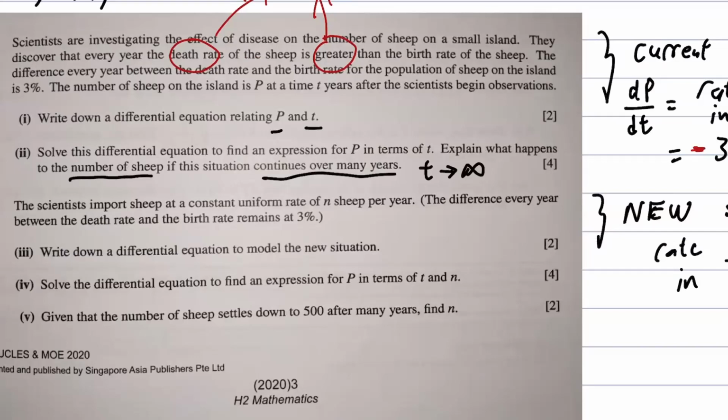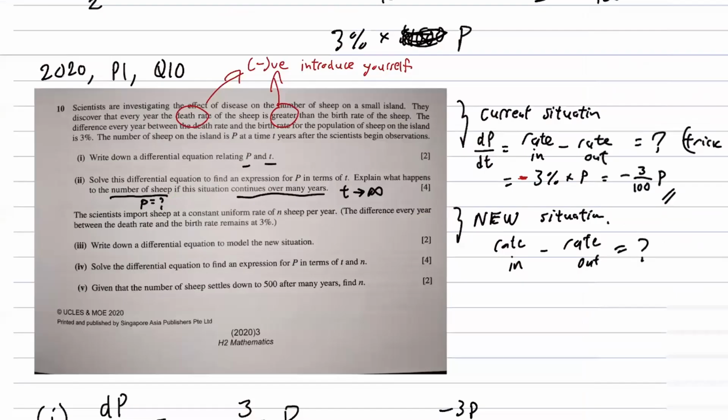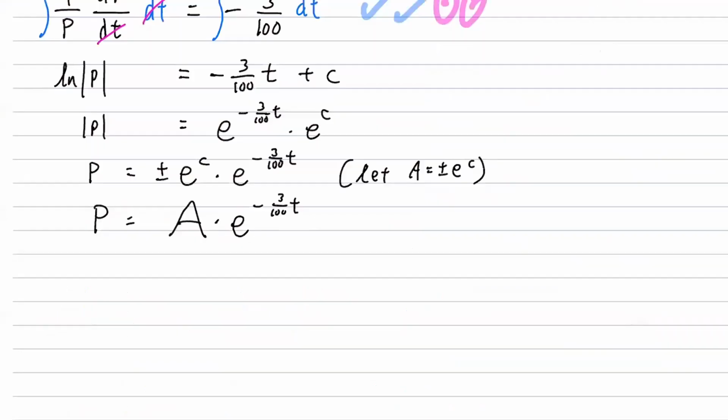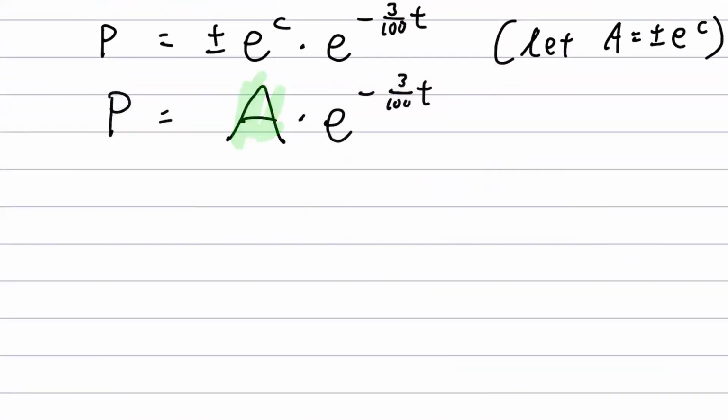Okay, let's look at the equation. The number of sheep they're asking about is P. So P equals what when t goes to infinity? That's the question. Okay, so let's look at the graph. It doesn't matter what A is. You can just draw a few graphs on your GC. Let's say A equals 1, for example. Here's how the graph will look. It will look something like this.